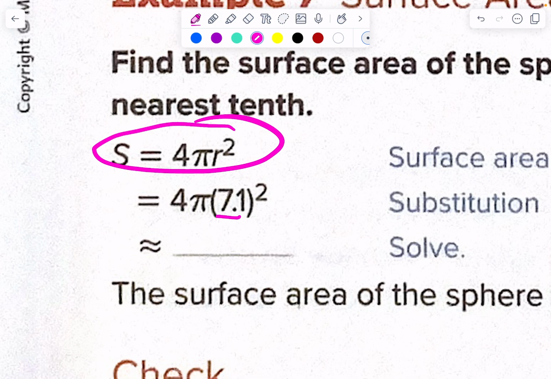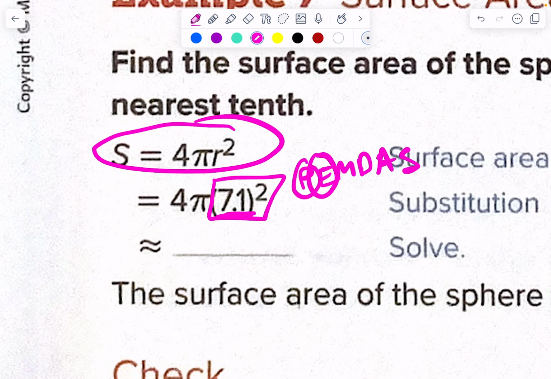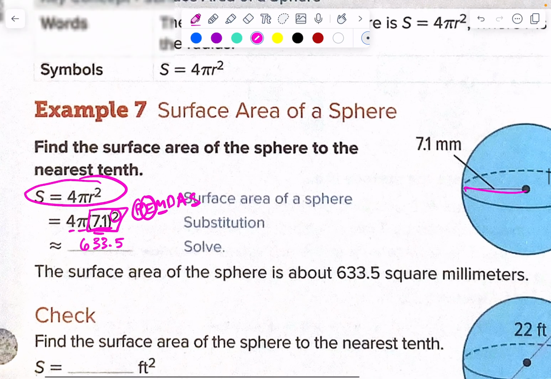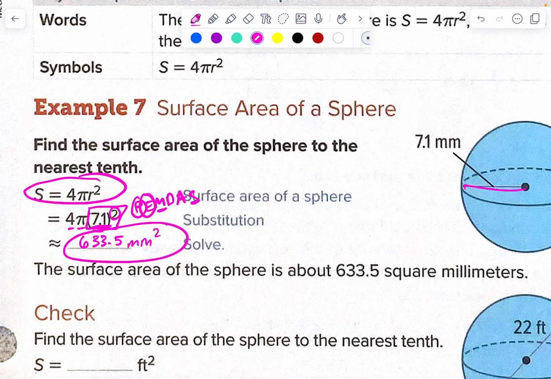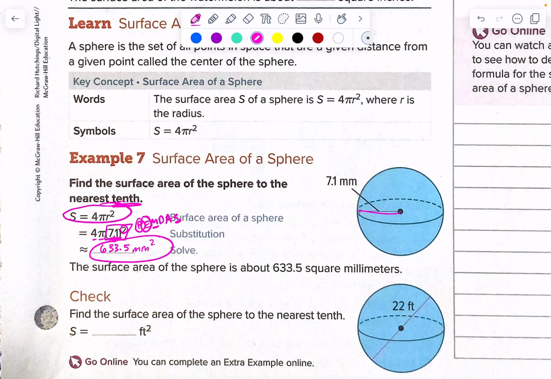I kind of type this in a little backwards. I do the 7.1 squared first, and then I take it times pi, and then I take it times 4, because it doesn't matter really what order you multiply them in. But you do want to do the 7.1 squared first, because in PEMDAS, parentheses, exponents, you need to do the exponent before you multiply 4 times pi times that. So that is very important. All right, and I got 633.5, let's say. That is in millimeters squared. To the nearest tenth means 1 decimal place. So we did 1 decimal place. That's example 7, surface area.